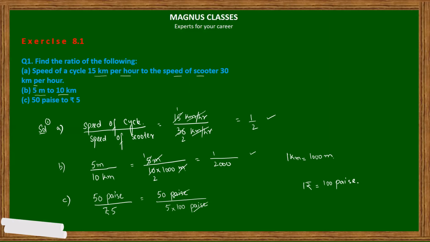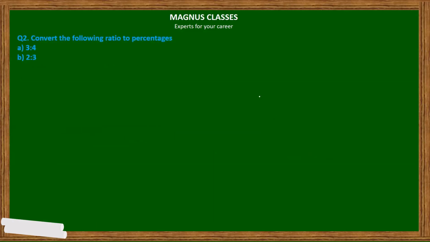So paise will cancel out, and this will be 5 1 and 5 10, okay, and then 0 will cancel out. So the answer will be 1 is to 10. All right, so we are done with question number 1. Let's move to question number 2.